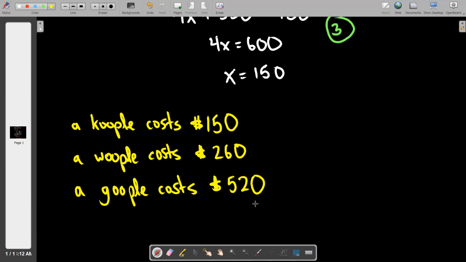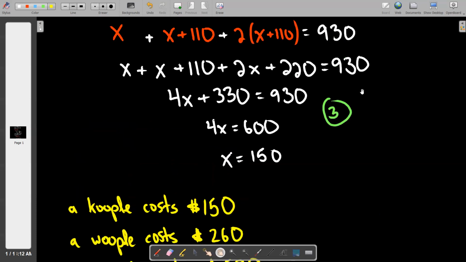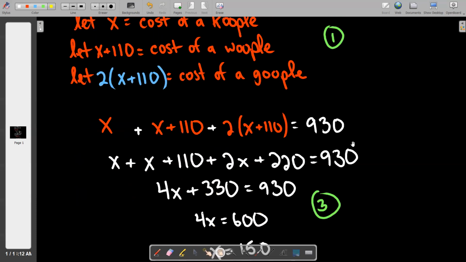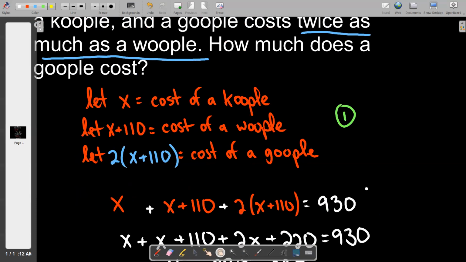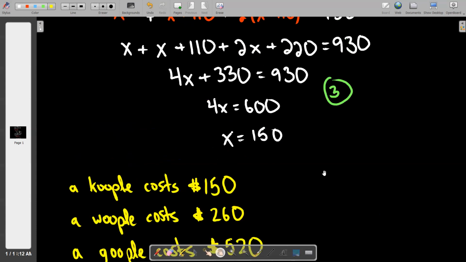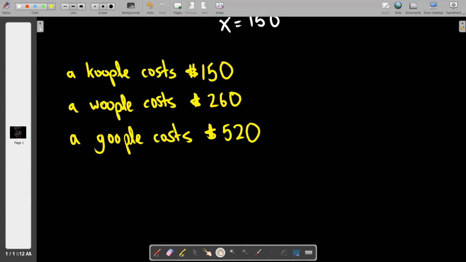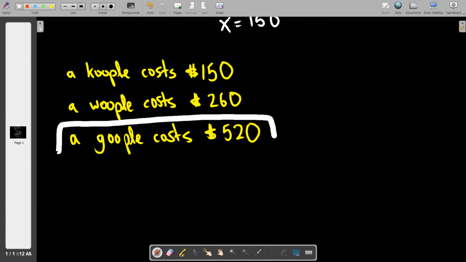And at this point, to complete step 4, we want to go back and actually read the question. And the question was, how much does a Goople cost? And so at this point, the Goople, being what I'm interested in, will get my box. The box should be presented only around the question or the answer to the question that was directly asked of you. Does that make sense?